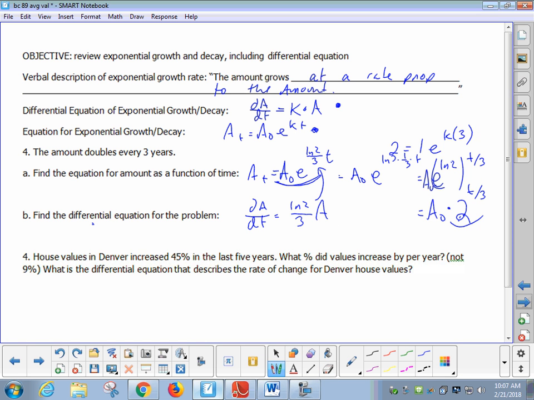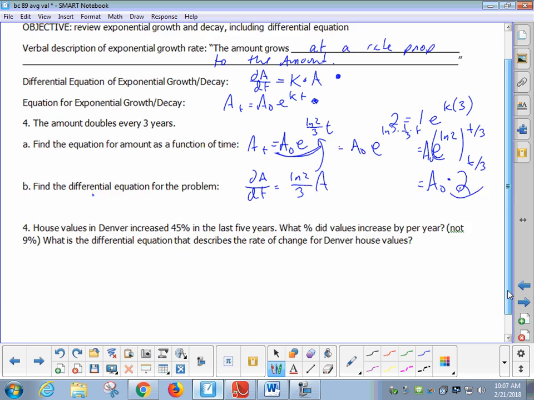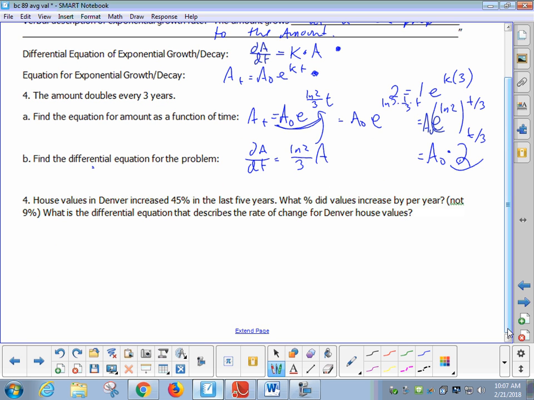Okay. This is a bit of a gotcha question. I guarantee you, if I asked 10 people on the street this question, I guarantee at least 9 would say the wrong answer. House values in Denver increased 45% in 5 years. What's the growth rate per year?